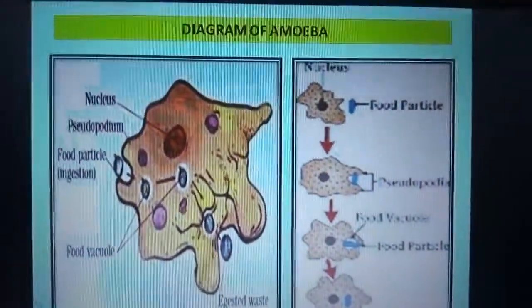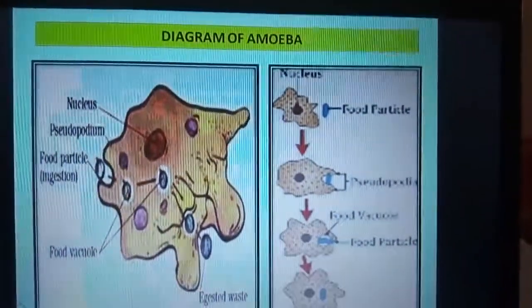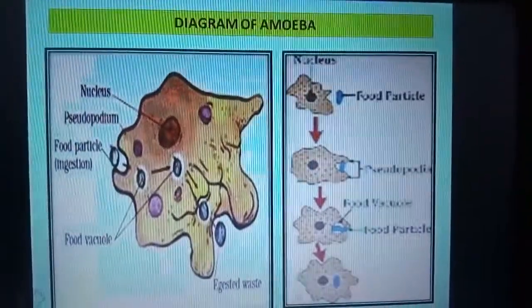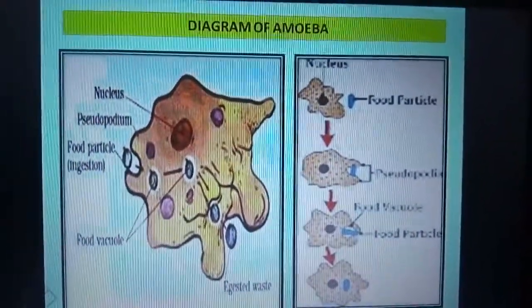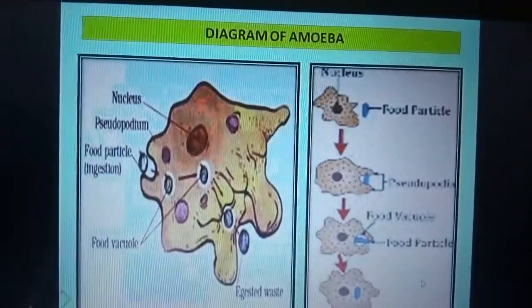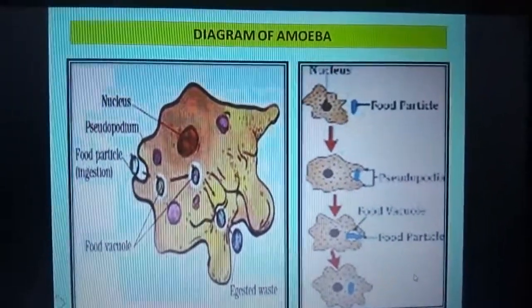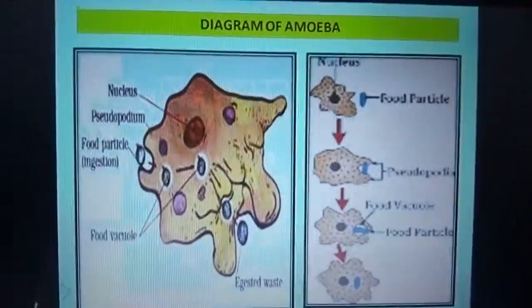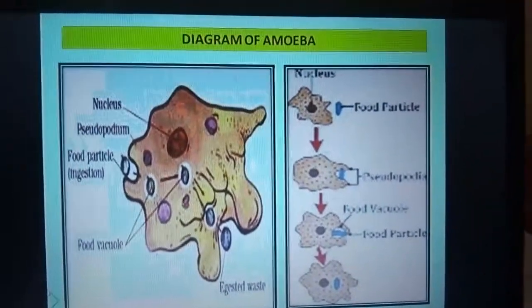So children, I hope you have understood this, and you might have also noticed that the amoeba also follows holozoic nutrition like human beings. The five steps: ingestion, digestion, absorption, assimilation, and finally egestion of waste. So hopefully you have understood this. So that's all for today. Thank you.